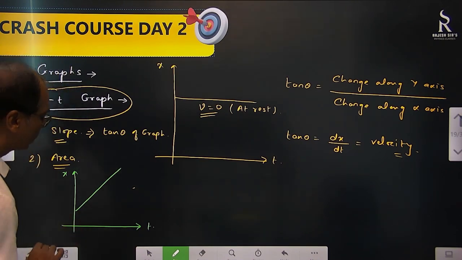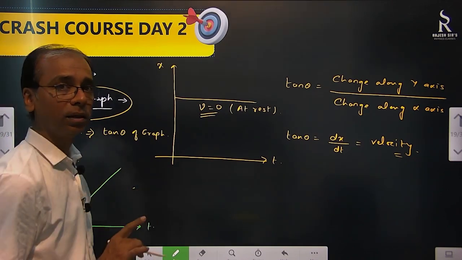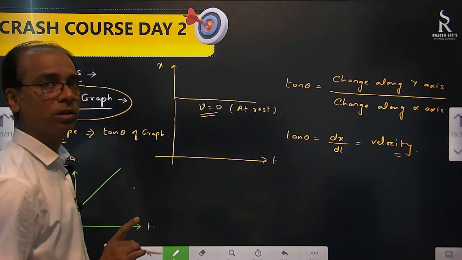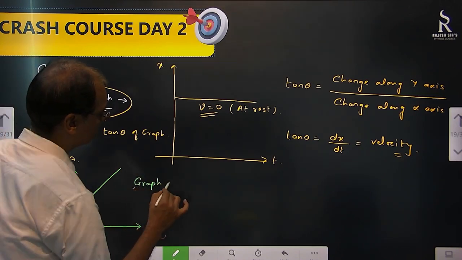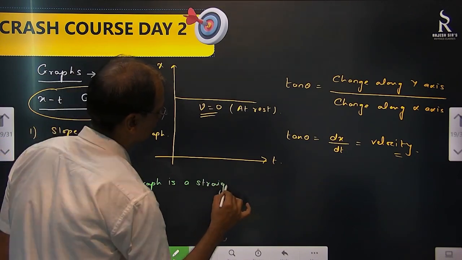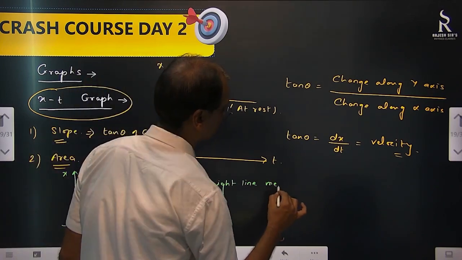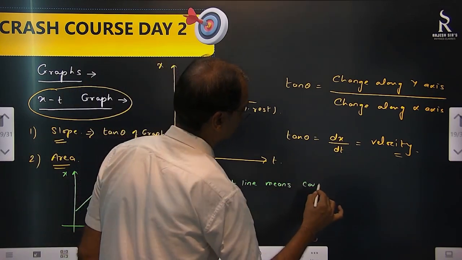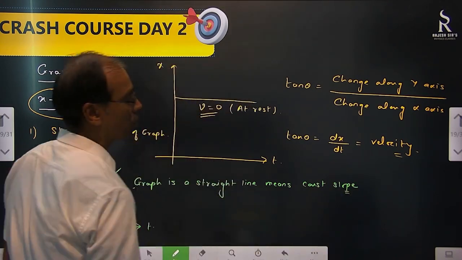In this one I can say that slope is constant. It's a straight line, no? Whenever it's a straight line, slope will be constant. Okay? Graph is a straight line means constant slope. Constant slope means constant velocity.